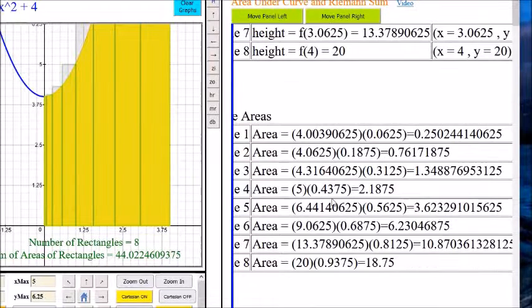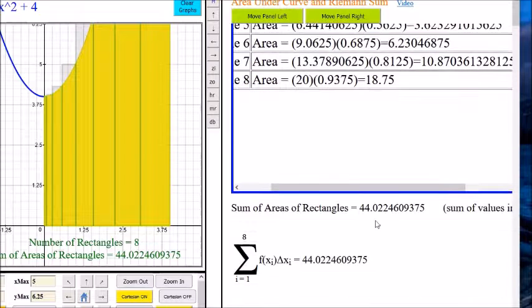And so now that we have found the widths of the rectangles and the heights of the rectangles, these are the areas of the rectangles. And again, here if we add them up, then we get 44.022.